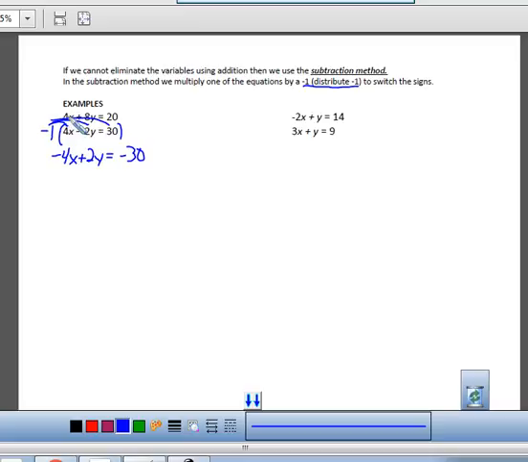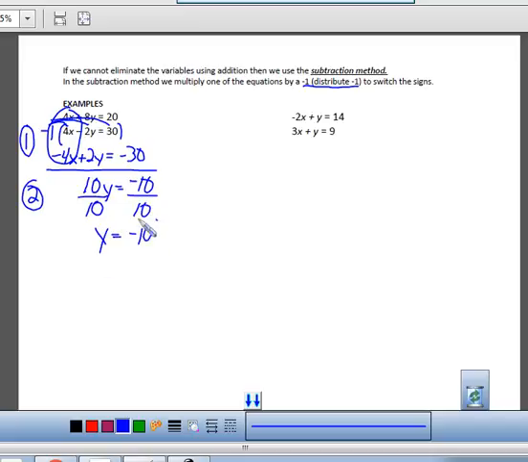Alright, so now I add the original equation on the top, 4x plus 8y equals 20, to this equation. The 4x's will cancel, so this is my step 1. So that's 0. 8y plus 2y is 10y. 20 plus negative 30 is negative 10. Step 2, solve for one variable. So I have y, so I divide by 10. Y equals negative 1. Oops, not negative 10, negative 1.